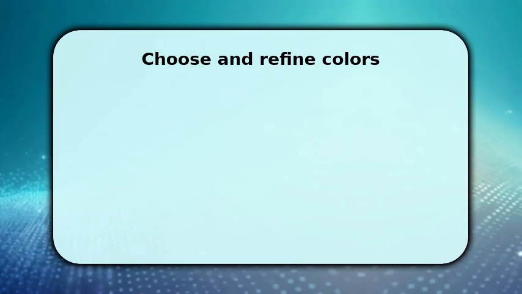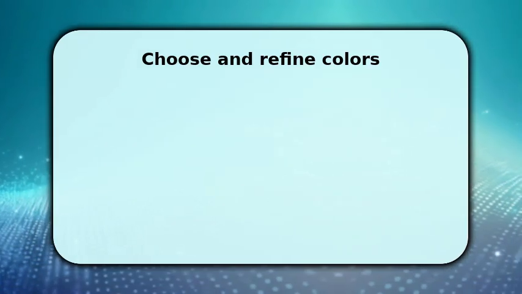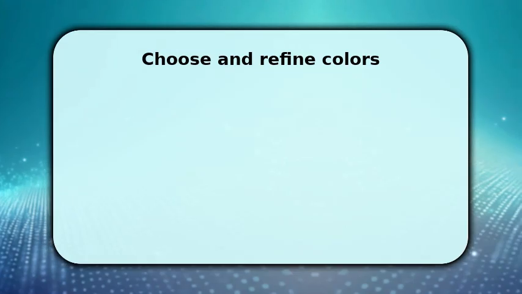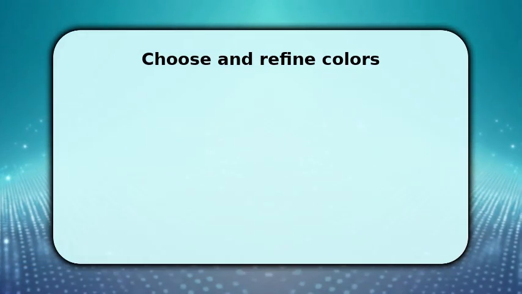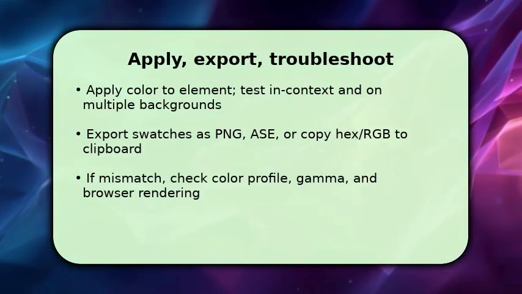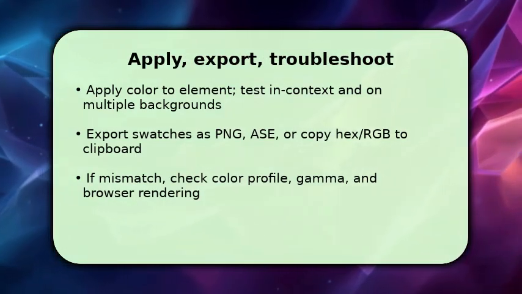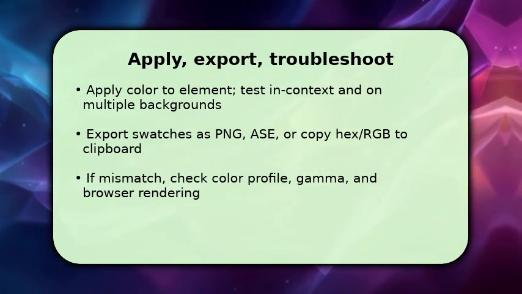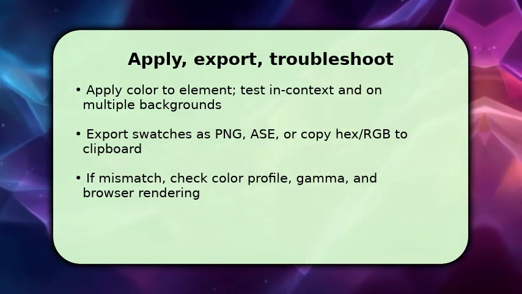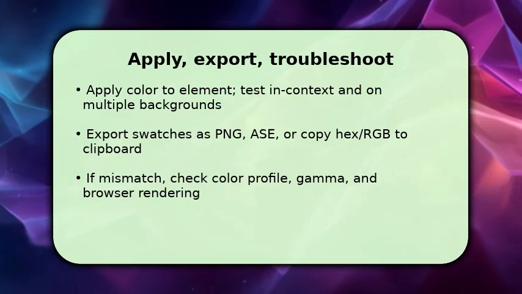If you need brand consistency, record hex/RGB and save swatches. That way, you reproduce exact colors across components and exports. Apply the final color to your element and test it in context. Viewing on different background tones reveals usability issues. Export your swatch palette or copy hex/RGB so developers can implement it precisely.